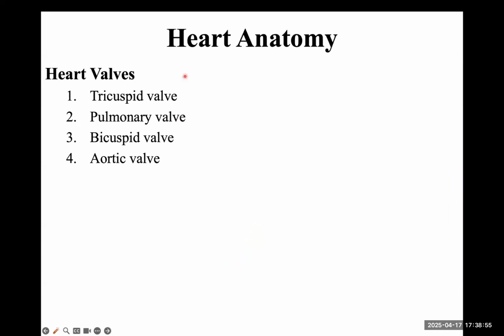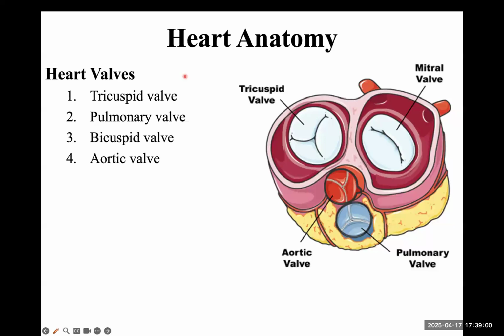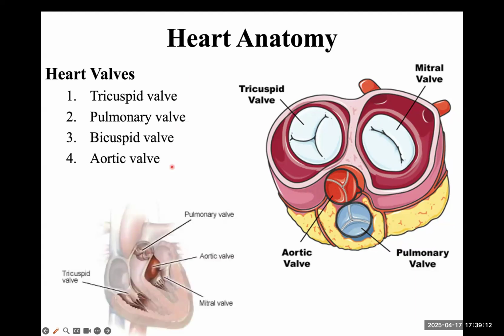So the next thing I want to talk about is going to be the valves. The valves are a structure that's going to control the movement of the fluid through the heart. So in this case, it's going to be between the two chambers. You have a couple of them. These valves are also going to prevent the backflow. You don't want to have the blood go backwards. Otherwise, you're going to be wasting energy and wasting time.